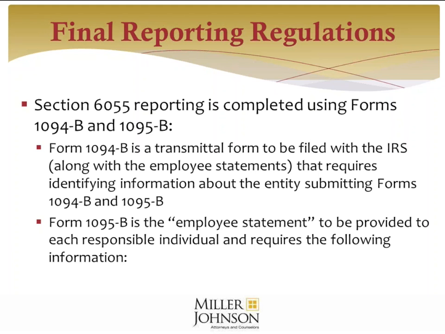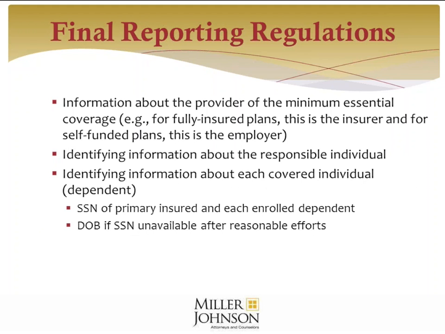The 1095B has a series of information that's required. It requires information about the provider of the minimum essential coverage. For example, in a fully insured arrangement, the insurer is the provider of the coverage, whereas in a self-funded arrangement, this is the employer. It also requires information about the responsible individual, which is essentially the policyholder or the primary insured. If we think of this in the group health plan context, the responsible individual is the employee that is enrolled in coverage. It also requires information about each covered individual, so those are dependents and spouses. And it requires the Social Security number of the primary insured, that's the employee, and each enrolled dependent.